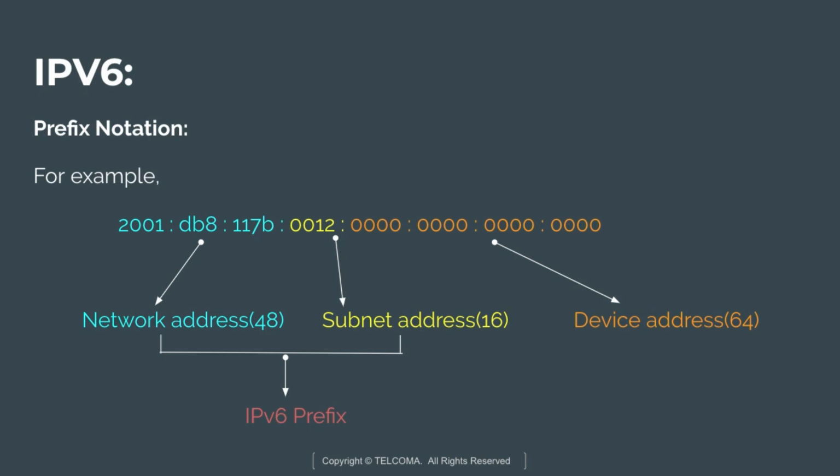The network address can also be known as the routing prefix, the subnet address can also be known as the subnet ID, and the device address can also be known as the interface identifier. So these are the parts of the IPv6 address. This is all about the extension headers and the prefix notation in IPv6.